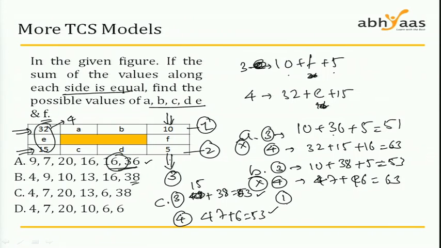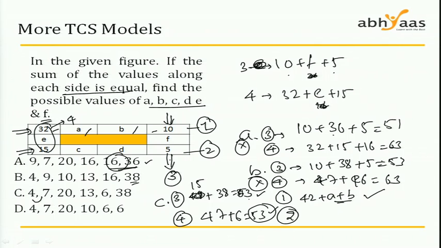So let's see if this condition is satisfied for the other sides. What are the other sides? The first one and the second one. First one, what is it? 32 plus 10 plus a and b. So 42 plus a plus b. A plus b value should be equal to 11 because the total value should be equal to 53. A plus b, 4 plus 7 is 11. Yes, this particular thing is satisfied.